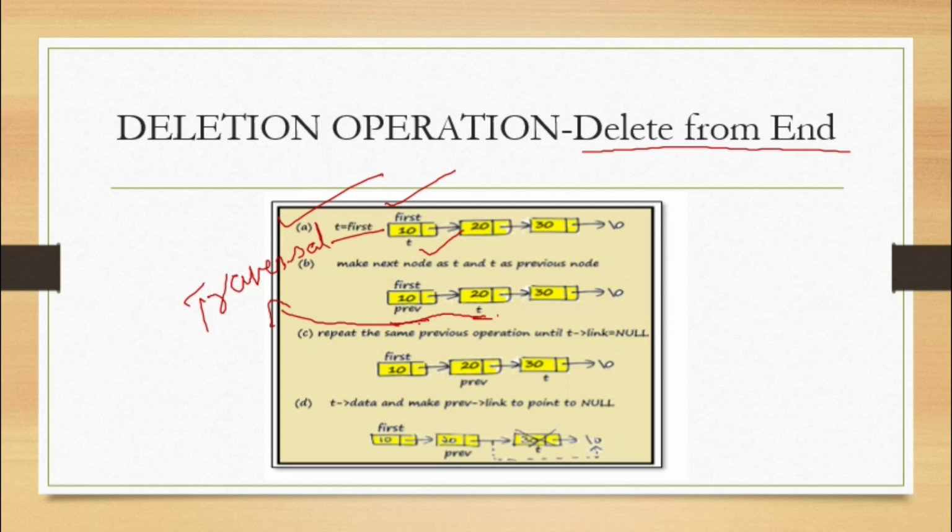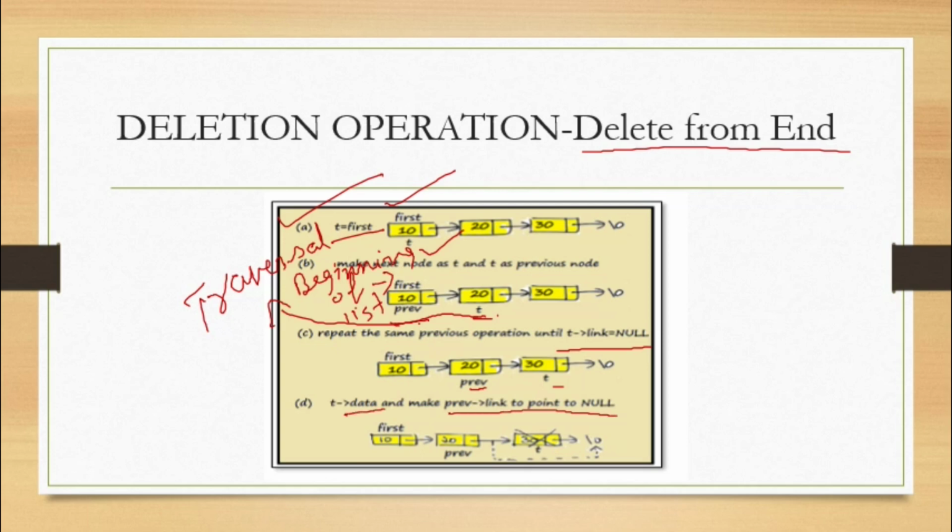When I explain the code, you will see why these two are required. First, of course, first always tells you the beginning of the list. Then we need to continuously move both previous and t till t of link is equal to null. Once we reach that, we delete. We take the t of data and make previous of link point to null.